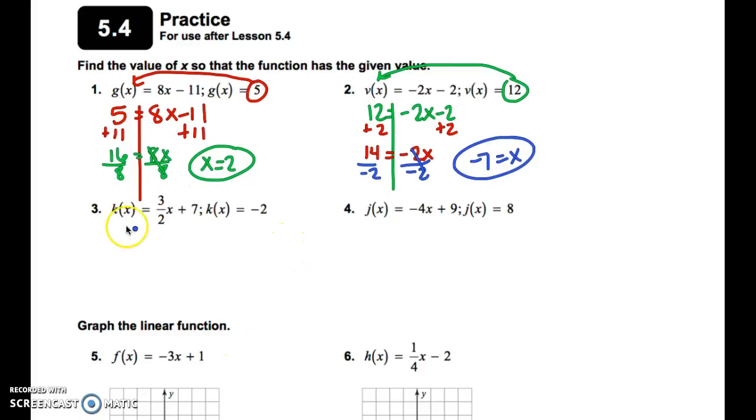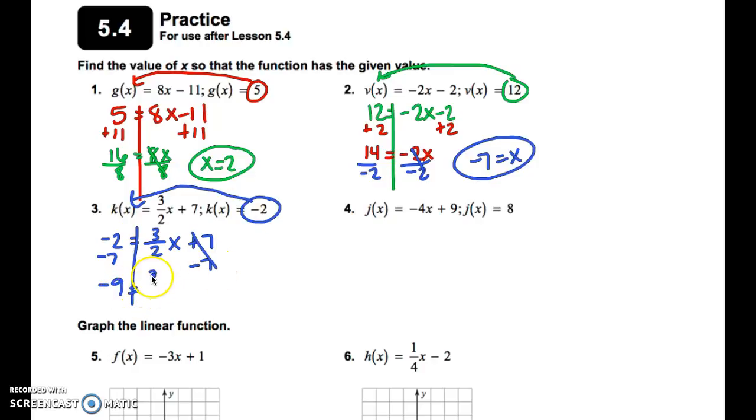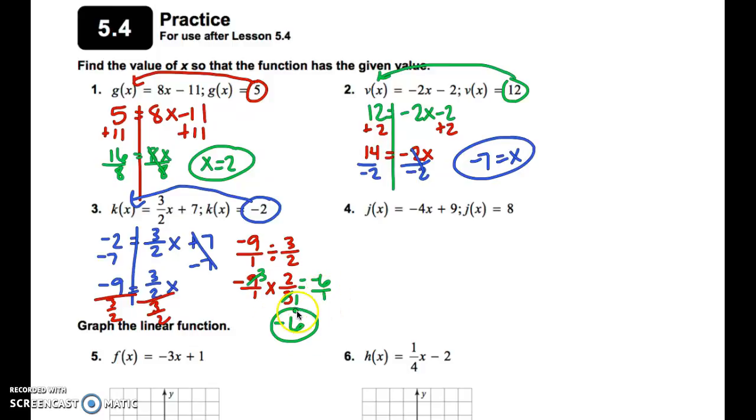Okay, number 3, k of x equals 3/2 x plus 7, and k of x is negative 2. So we'll just take that and stick it right over here. So we have negative 2 equals 3/2 x plus 7. So we subtract 7 first. You get negative 9 equals 3/2 x. And then divide by 3/2. And I'm running out of room, so I'm going to come up over here to the side. So we have negative 9, which is negative 9 over 1, divided by 3/2. So remember, whenever you're dividing fractions, you keep, change, flip. So I'll keep that one, change the sign, flip the second. Now if you notice, you can cross cancel your negative 9 and your 3, and then just go straight across. You get negative 6 over 1, which is negative 6 as your answer.